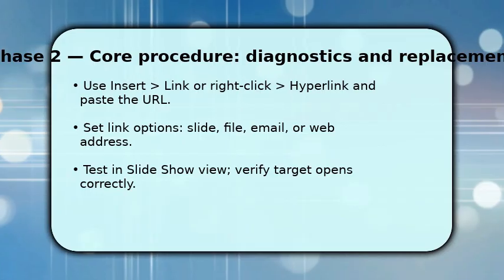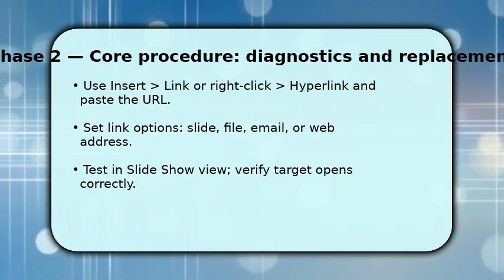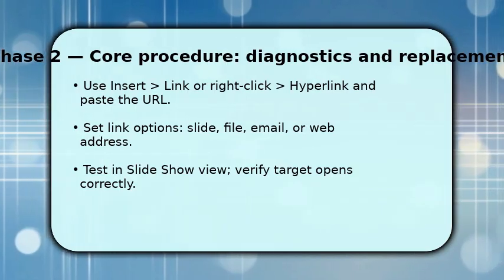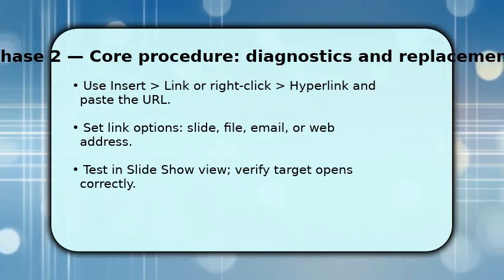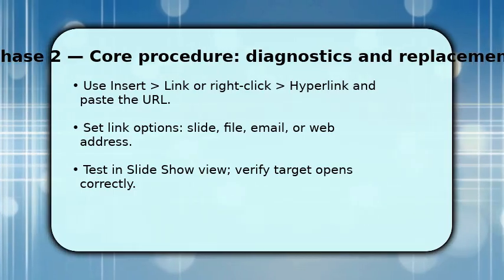Now run slide show view and click the object to confirm the link opens as expected. If it points to a local file, make sure the file is accessible to your recipient. If needed, adjust to a full web URL for reliability.